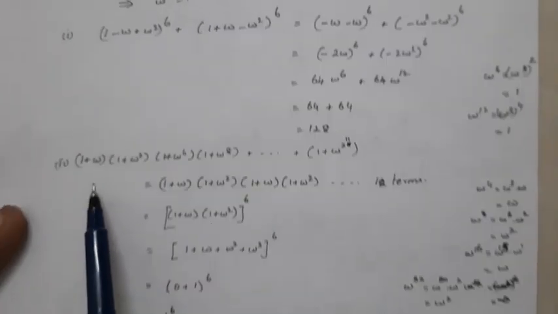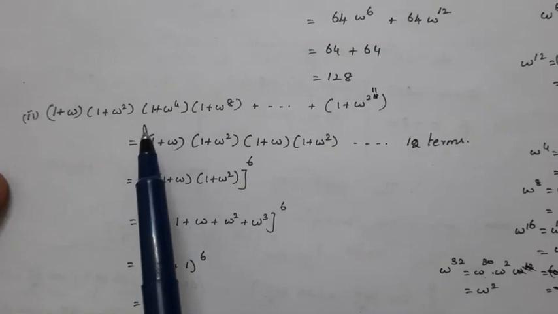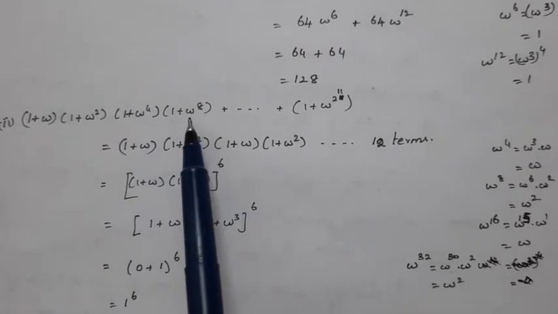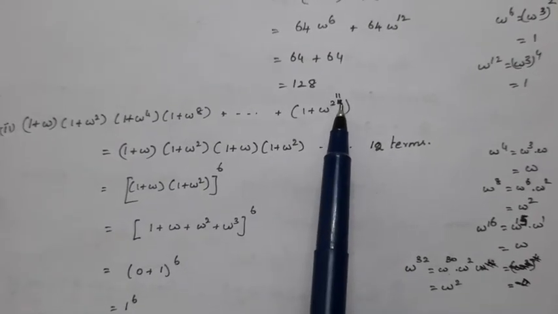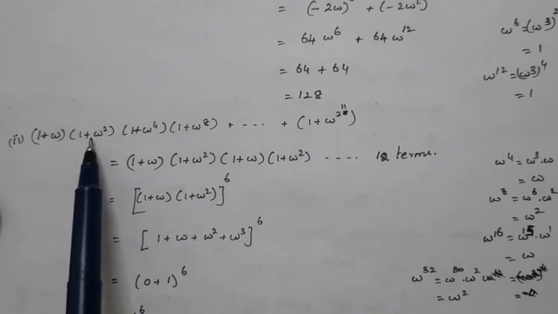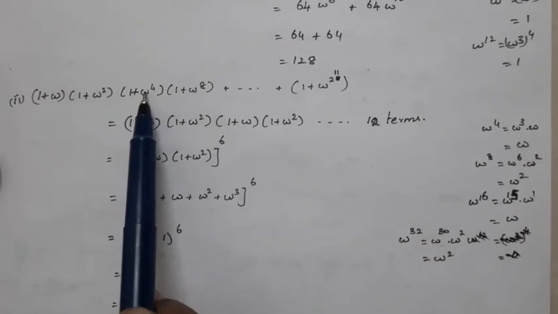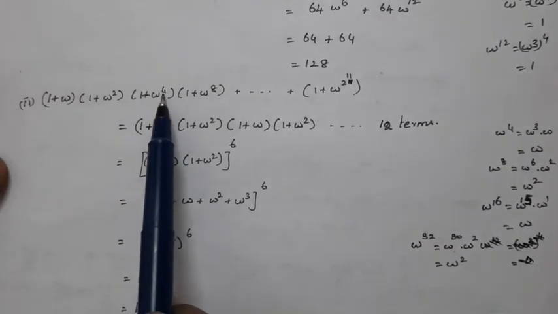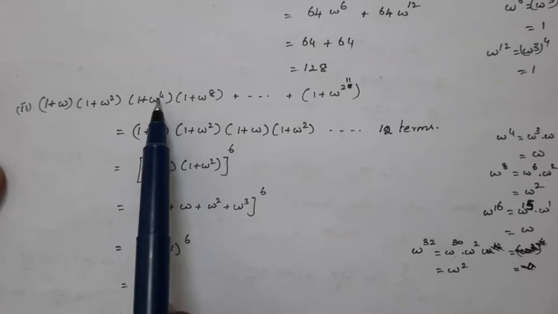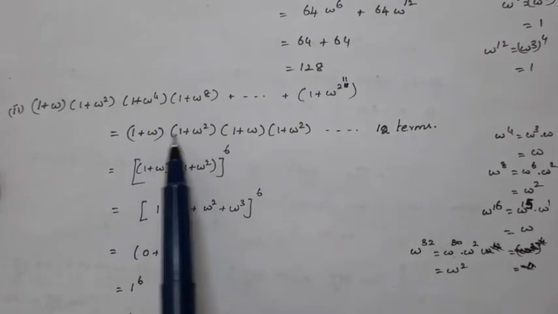Now coming to the second subdivision, 1 plus omega into 1 plus omega squared, 1 plus omega power 4, and so on up to 1 plus omega power 2 power 11. You have to find out the product. Now the first two terms we write as such, and here see omega power 4, its power is more than 3. So you have to divide it by 3 and take the remainder. On dividing it by 3, the remainder will be 1. So it will be 1.